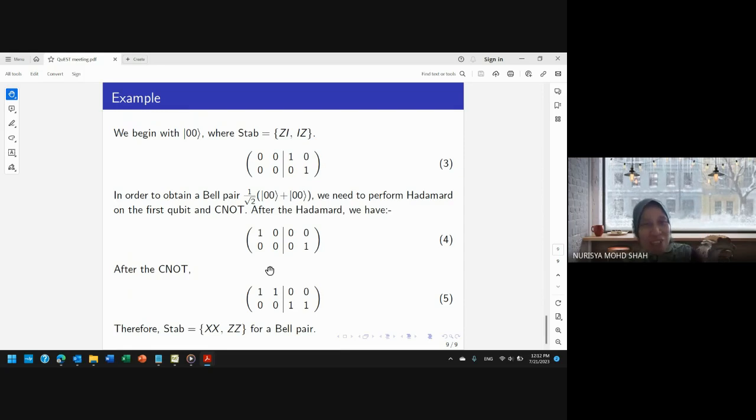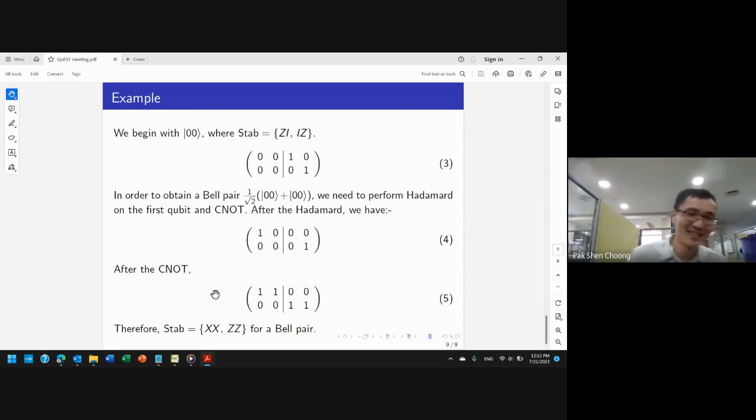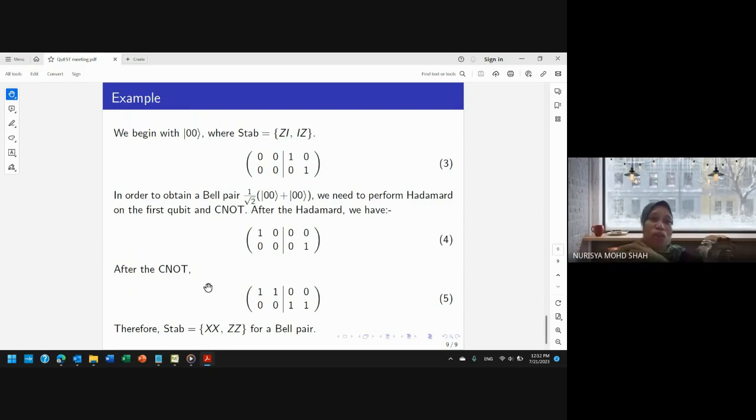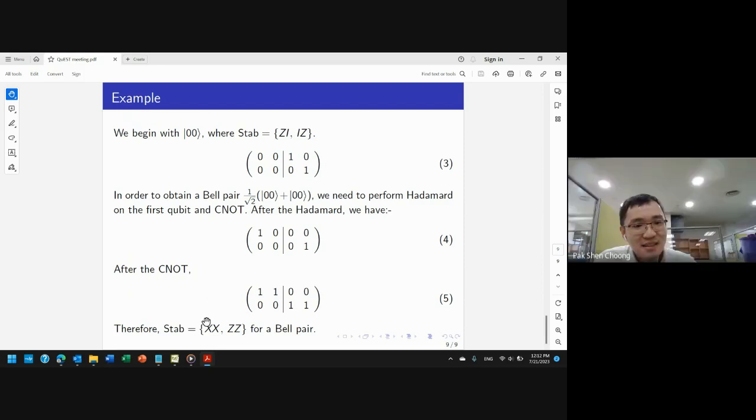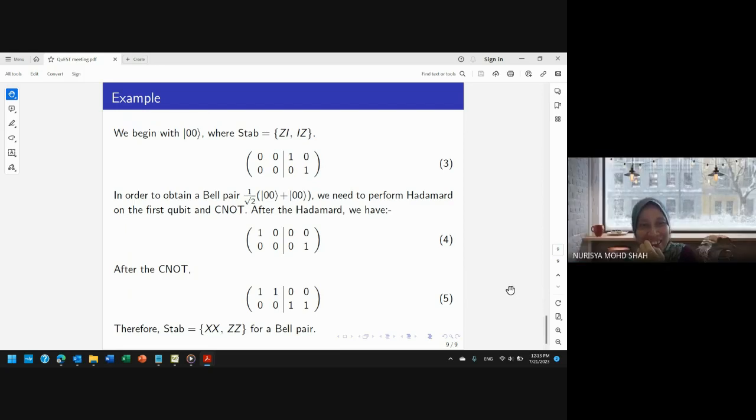Okay, one more question. When you write stabilizer with this curly bracket thing, what does it mean? It means the generator. Yes, slightly abuse of notation already. So for this one, your stabilizer, you have two generators. Is that what it means? Yeah, because if it is the stabilizer group, you should have four elements. Okay, all right. Generators.